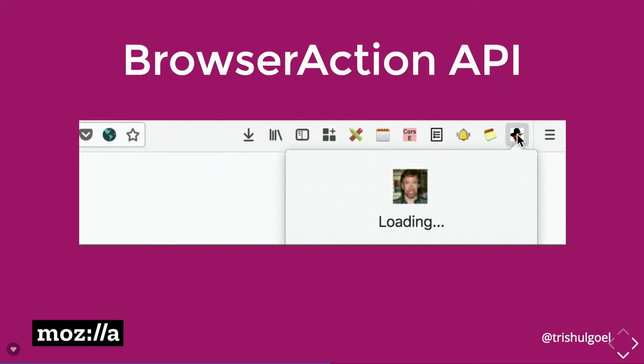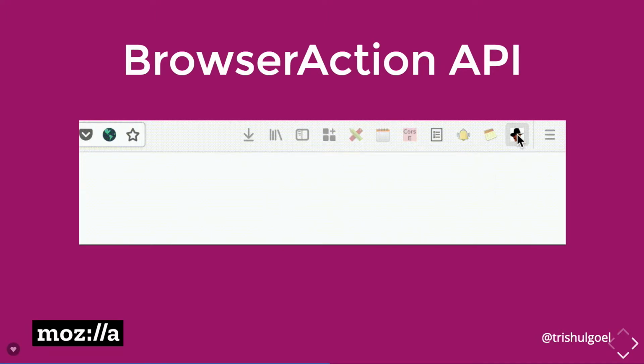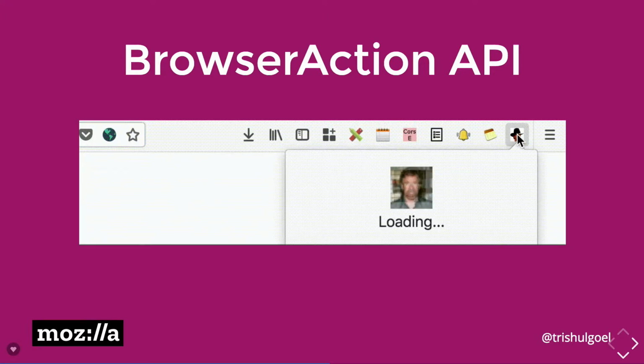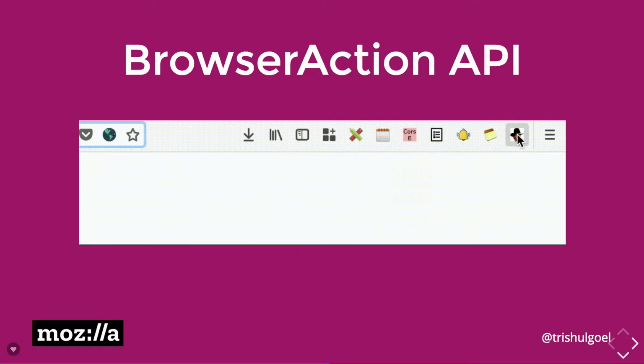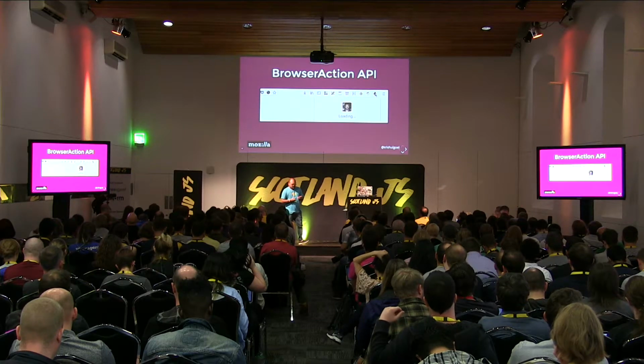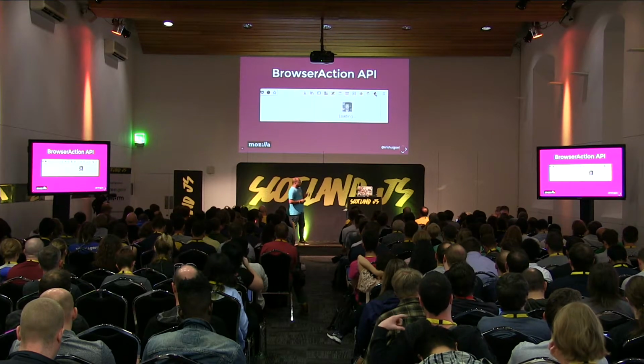Next one is the BrowserAction API. As we discussed earlier, BrowserAction is the toolbar button. This looks similar, right? What it does is give you complete control of the browser action button. You can open the pop-up, close the pop-up, and add a click listener for when the user clicks the toolbar button.